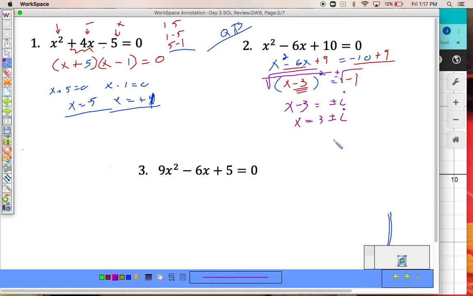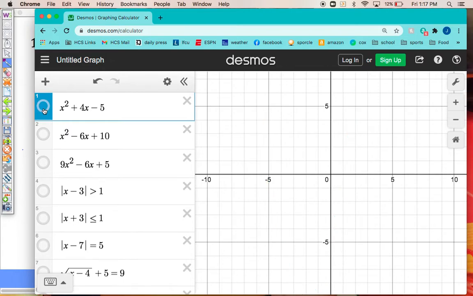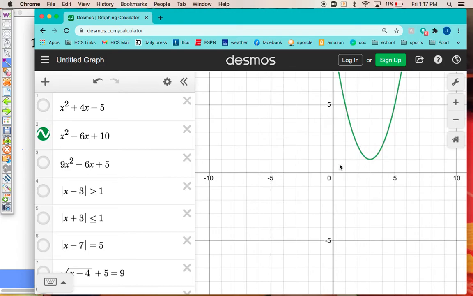So now if I go back to Desmos and I graph that, since I have 2 imaginary answers, it's not going to cross my x-axis. It's not going to be anywhere down here because my answers are imaginary. When your answer's imaginary, you just have to cross your fingers and hope you did it right. All right? We have no Desmos ways to check imaginaries. It won't let us.